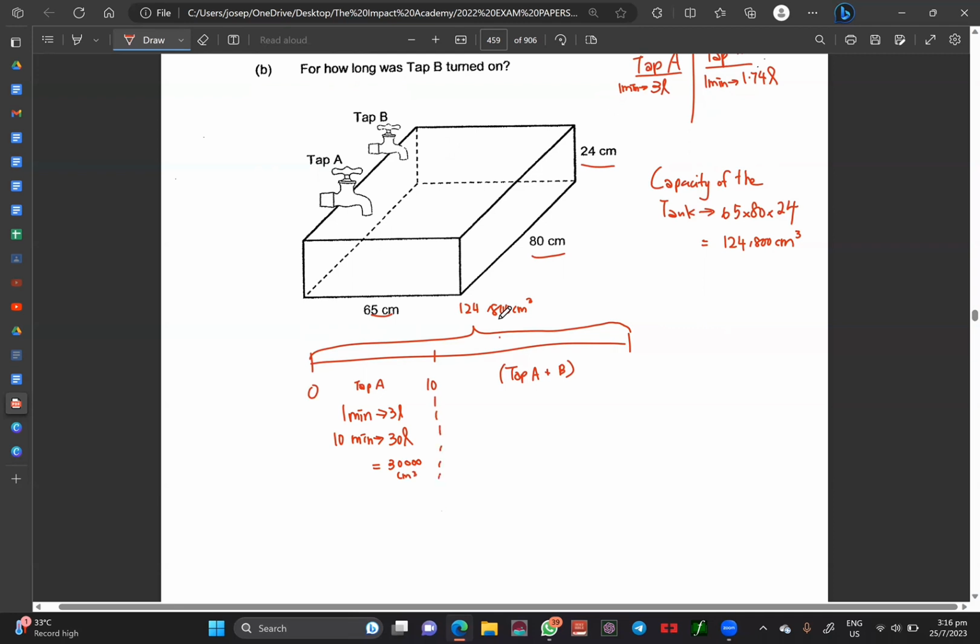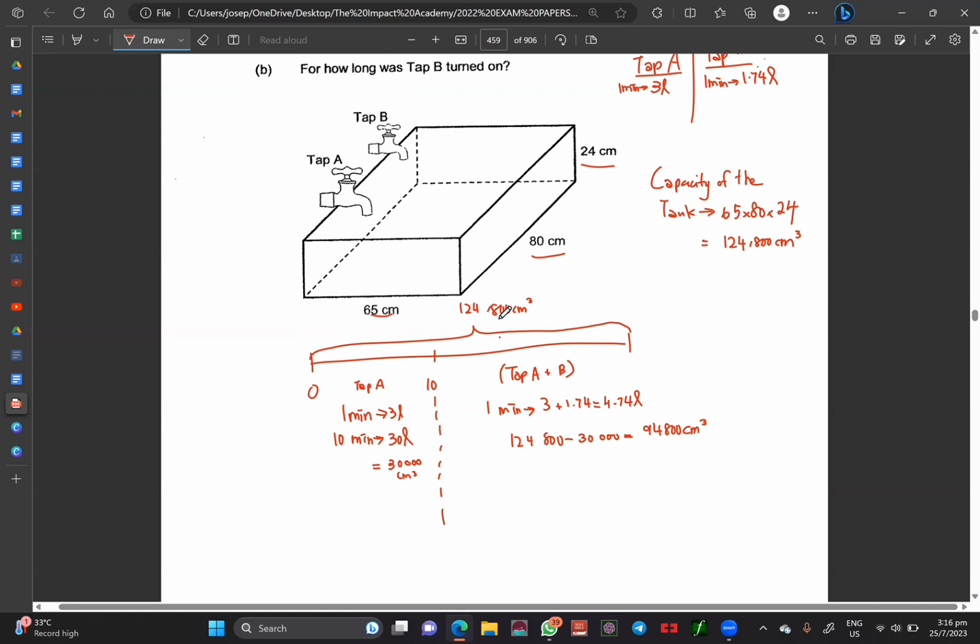Now, whereas from 10 minutes onwards is tap A and B. So we are going to write down that 1 minute, you always have to combine them together. 1 minute, we will have 4.74 liters of water going in after the 10-minute mark. Now, how much more water is needed? Because we already have 30,000, we are going to minus away 30,000. So 124,800 minus away 30,000, we get to 94,800 centimeter cube. So this is the amount of water that I will still need.